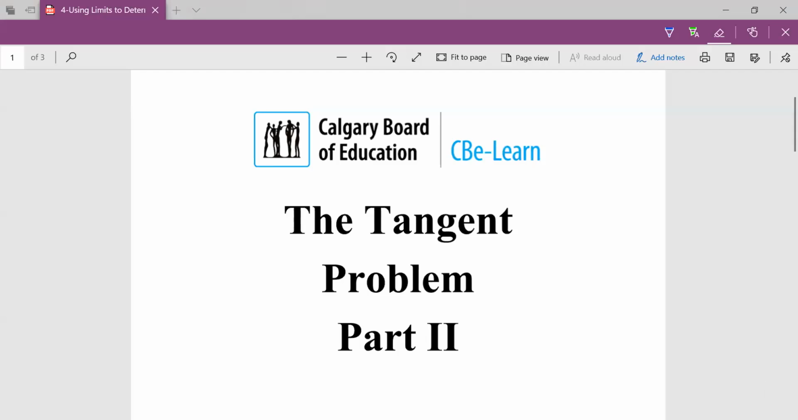Hey, mathletes, welcome back. What we're going to look at here is what I'm going to call the tangent problem part two. Remember, we talked about the tangent problem part one way back in lesson one, which was about using the slopes of secant lines to find the slope of the tangent line.